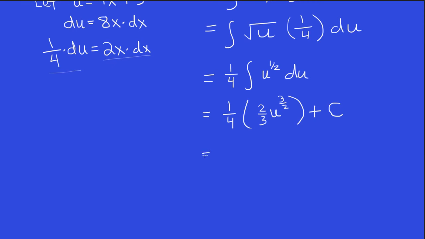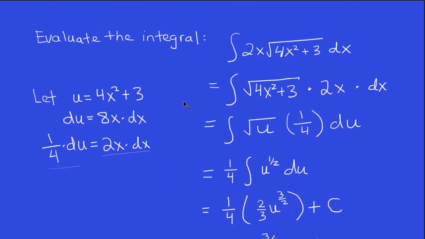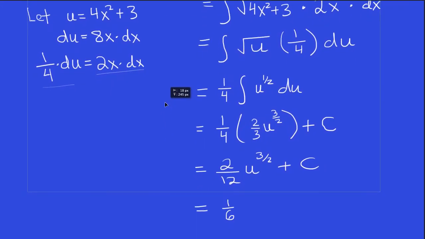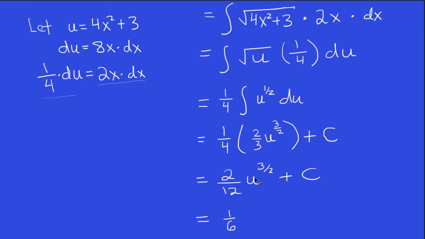Let's continue. This is 2 over 12 u to the 3/2 plus c. 2 over 12 can be simplified to 1 over 6, right? We just divide top and bottom by 2. u to the 3/2. The original question was asked in terms of x, right? So that means we should give our final answer in terms of x as well. We don't want to leave our answer with a u. So we just go back and remember what u really was.